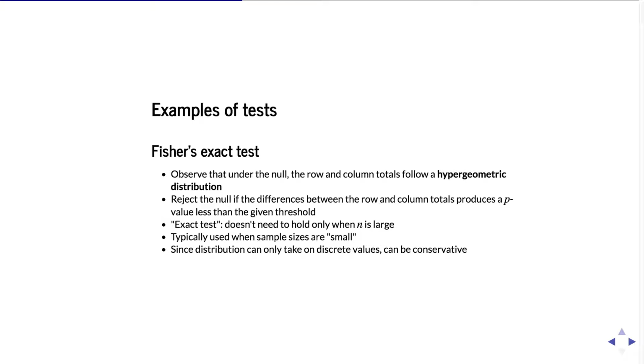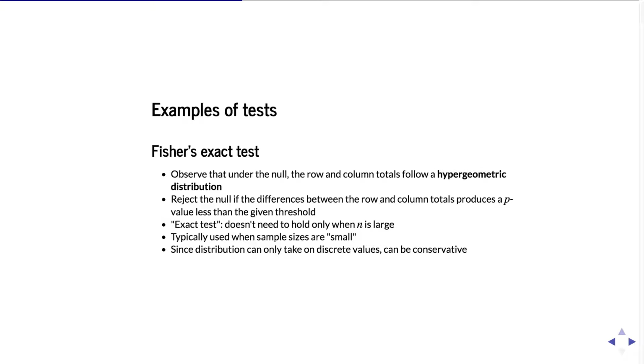So for classical tests, the kinds of things that people do, one of the oldest is Fisher's exact test. The way this works is you observe, under the null, those row and column totals that I showed you earlier, and you can show that they follow a hypergeometric distribution. So this is a thing that you can compute, and you're able to compute the probability and reject the null if the differences between what you tally along one dimension and what you tally along the other differ too much for those things to have been generated by equivalent processes.